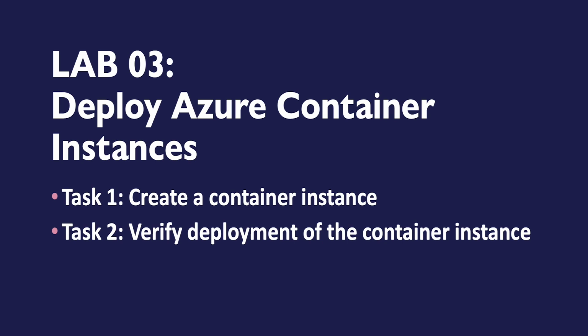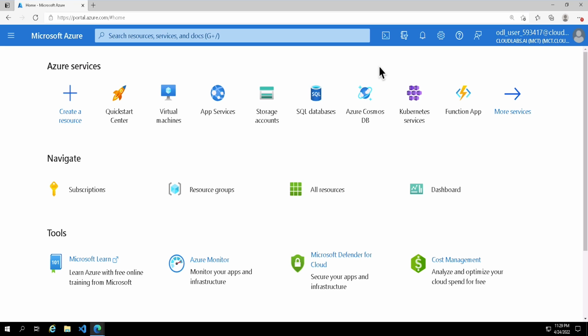In the third lab, we are going to deploy Azure container instances. This is somewhat similar to the previous task where we deployed a web app. In this task, we are going to create a container instance and verify the deployment of the container instance. So let's go to the Azure portal and click on Create a Resource.